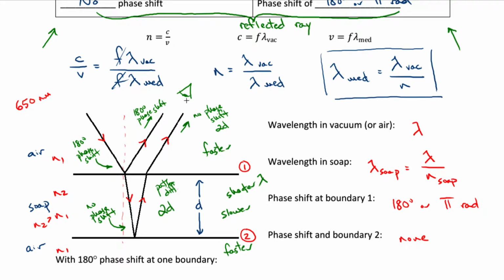In order to see bright red light at my eye, we need constructive interference, and so we need these two effects to cancel each other out. We need this path difference of twice the thickness of the film to bring this ray back in phase with this ray that's undergone a 180 degree phase shift.